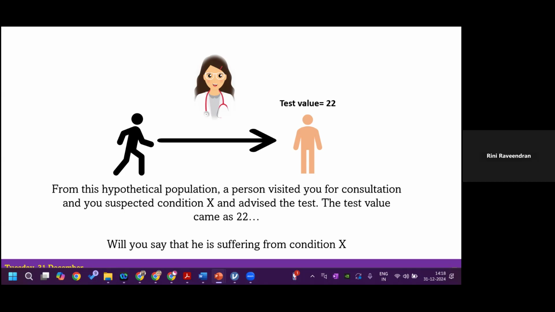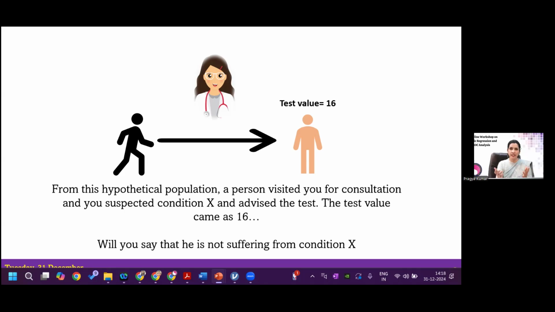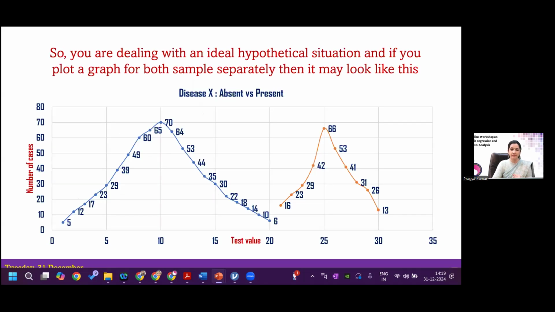Okay. Then if the next person comes to you and you again order a test and you get the value as 16, will you say that he is not suffering from the condition X, seeing the cutoff? If I set the cutoff at 19, what will you say? So healthy. Very right. You will say that the person is healthy.